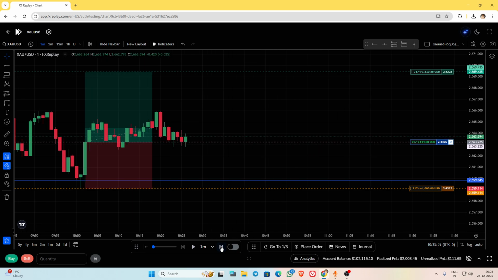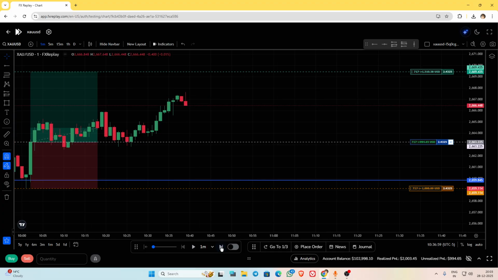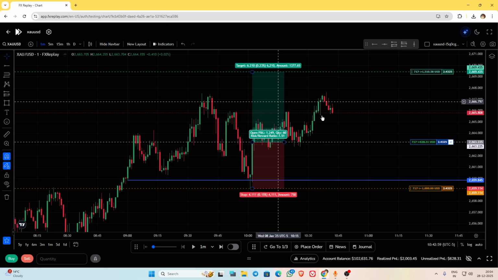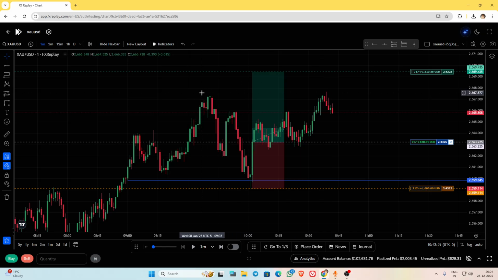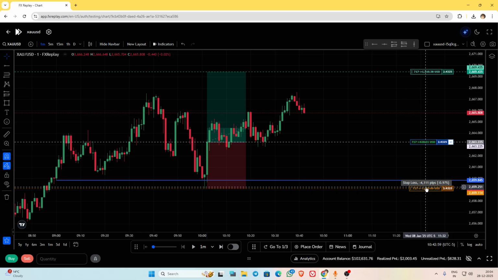This is looking good. Okay, so at this point we have taken out the highest point of the DOL. So I'm going to move my stop loss to break even.